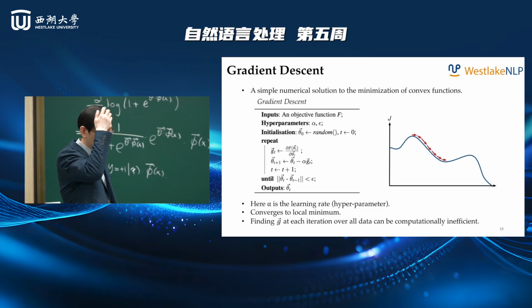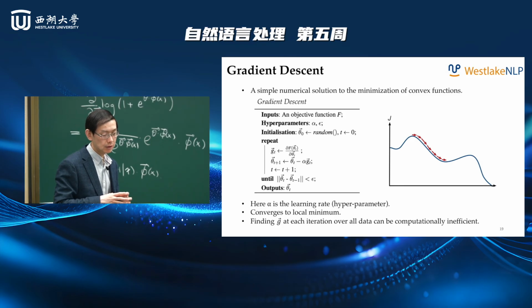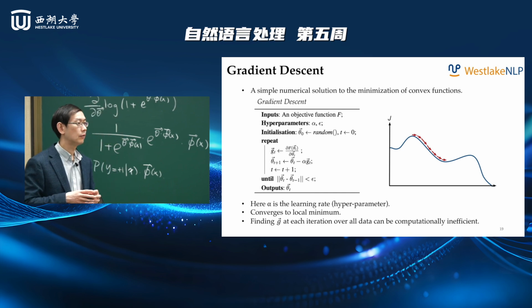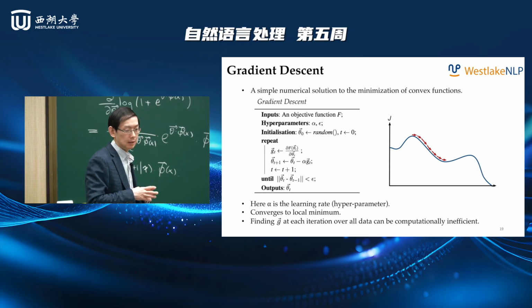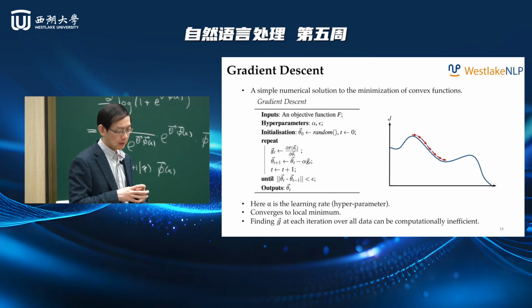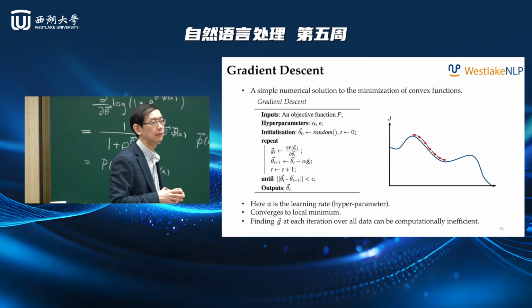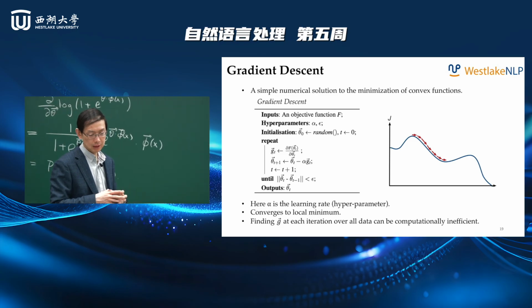So the step size is called a learning rate. It's a hyperparameter. Okay, we can tune that on the development data. And just as I said, if we just go down slope, we can guarantee to go to a local minimum of this function.